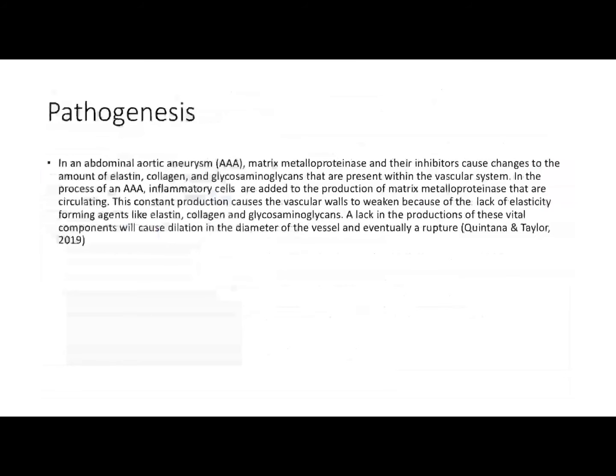The pathogenesis. In an abdominal aortic aneurysm, matrix metalloproteinases and their inhibitors cause changes to the amount of elastin, collagen, and glycosaminoglycans that are present within the vascular system. In the process of a AAA, inflammatory cells are added to the production of the matrix metalloproteinases that are circulating. The constant production causes the vascular walls to weaken. Because of the lack of elasticity forming agents like elastin, collagen, and glycosaminoglycans, a lack in the production of these vital components will cause dilation in the diameter of the vessel and eventually a rupture.